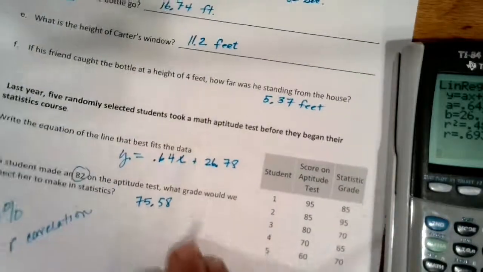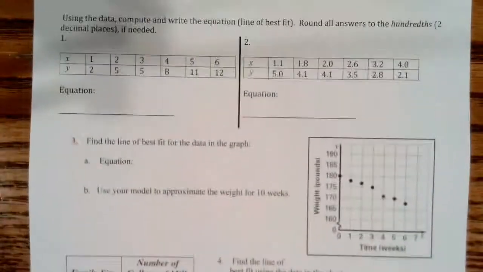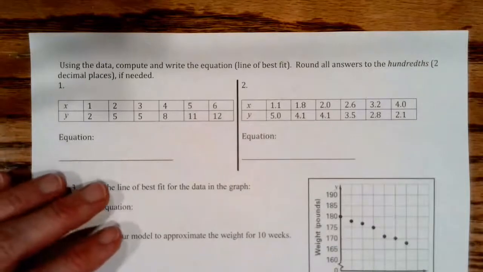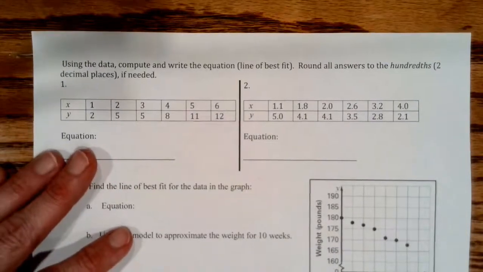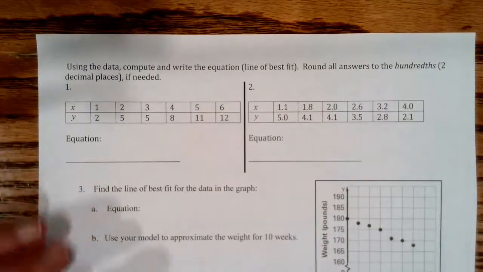So the calculator doesn't think for us, but it sure will do what we say. All right, let's take a look at the next page. Using the data, compute and write a line or an equation of best fit. Round all answers to hundredths, to two decimal places if needed. All right, so you turn off the video, you enter the data, come back and we'll see if we match.